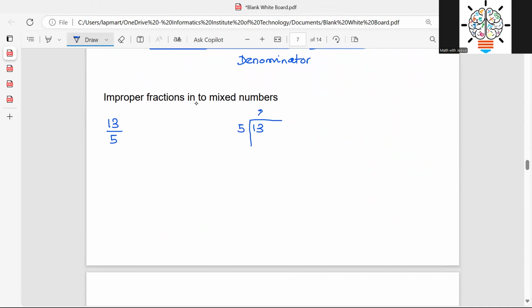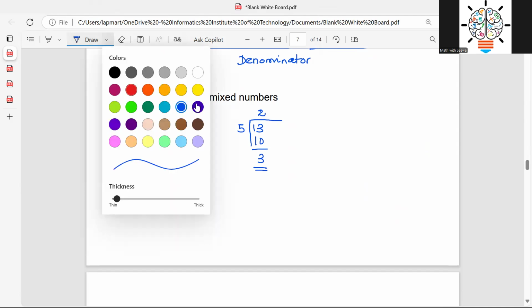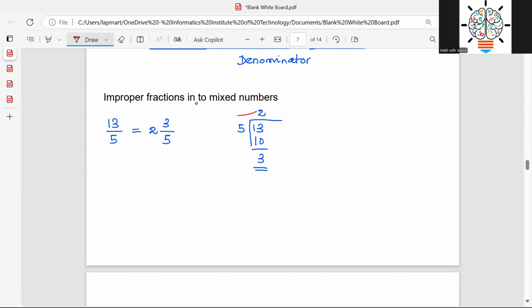5 times 2, 10, 3 remain. How are we going to write this now? 2 3/5. So you take the pink color pen and show from where you get this answer here, and the remainder, like this, right? So you can convert improper fraction into mixed numbers like this, right?